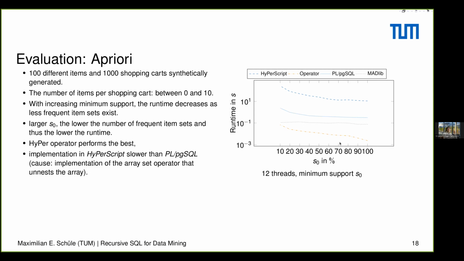And what we can see here is that the operator performs the best. Also, the MATLAB function performs quite well, but our HyPerScript function using a recursive table performs badly. And the reason is that in our implementation in Hyper, it uses an unnest operator for the arrays, and this needs quite a lot of runtime.